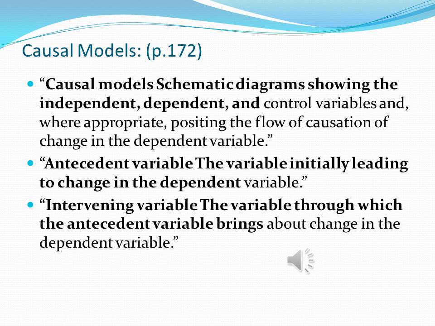Causal models, page 172. I didn't copy over the little diagram things, the figures from your textbook. So look in your textbook here on page 172. Causal models: schematic diagrams showing the independent, dependent, and control variables, and where appropriate, positioning the flow of causation of change in the dependent variable. Okay, let's look at this. Look at your textbook, figure 6.1.